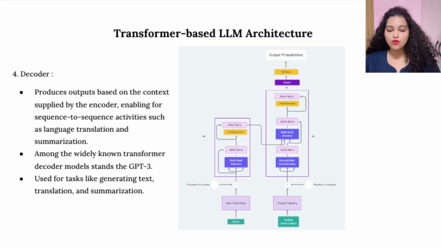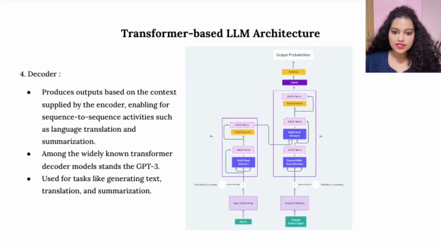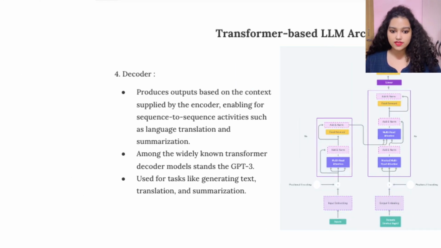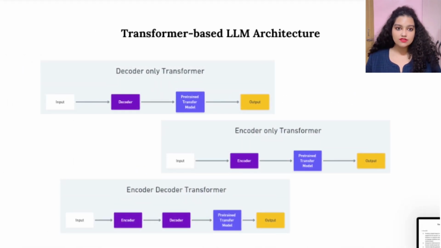Now next we are going to go for the decoder. Let's see what it is. It produces outputs based on the content supplied by the encoder, enabling sequence-to-sequence activities such as language translation and summarization. Among the widely known transformer decoder models is GPT-3, used for tasks like generating text, translations, and summarizations. So here we can see 3 types of transformers: encoder only, decoder only, and encoder-decoder transformer.